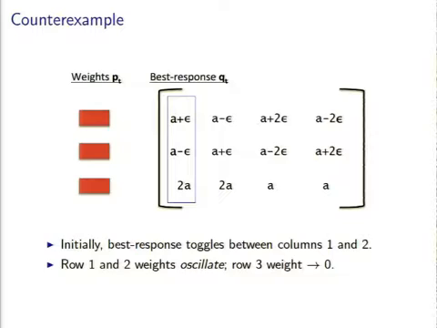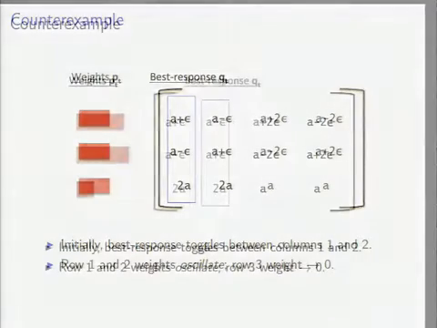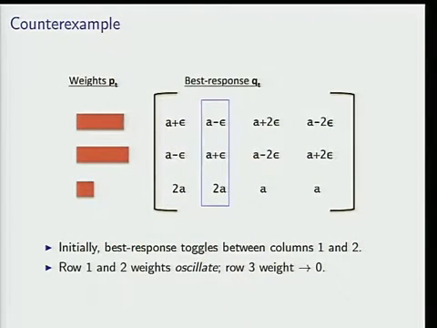And what happens initially is that the best response toggles between the first 2 columns. Now let me try to explain why that's happening. So first of all, why is it selecting columns in the first pair and not in the second pair? Well, this is happening because there's some weight on this 3rd row.